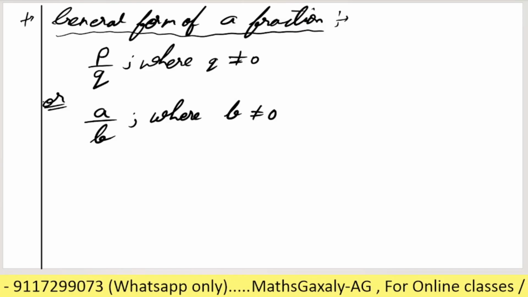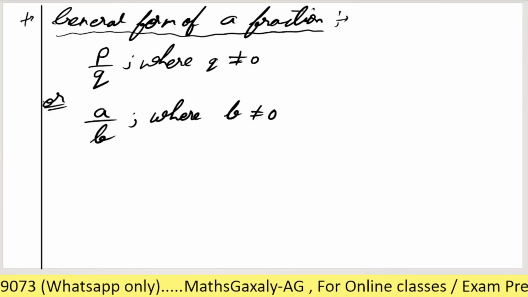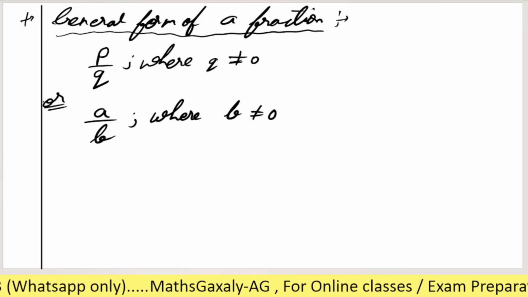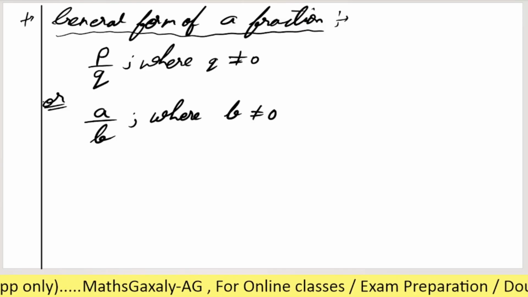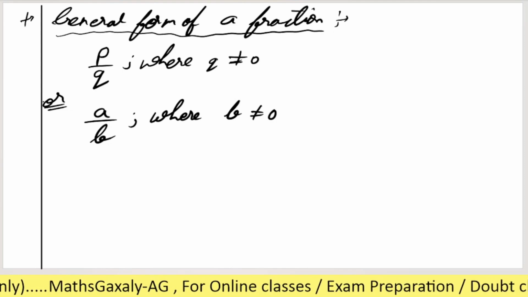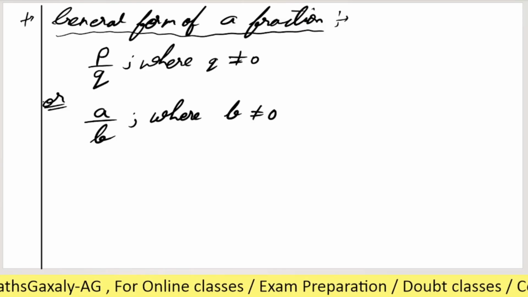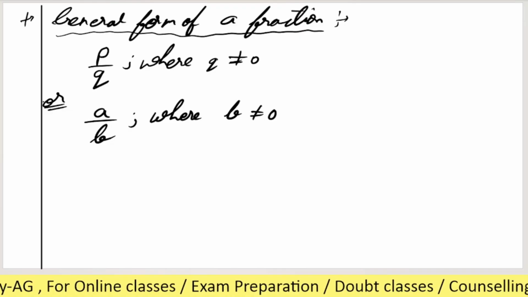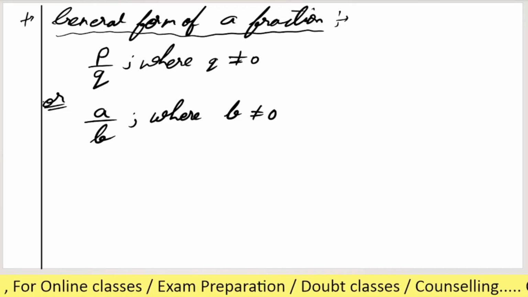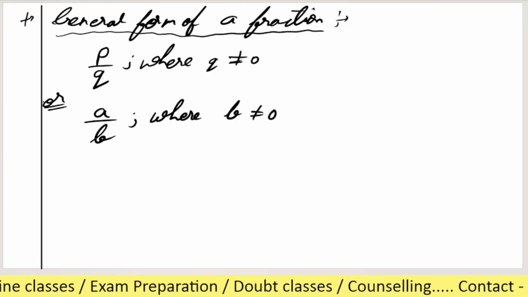Their values are fixed, okay. So here, in general form, we use variables, okay. Is it clear? So here P will represent the shaded or unshaded part, and Q will represent the total part. Is it clear? Similarly here in A by B, A will be the shaded or unshaded part, and B will be the total part. Okay.